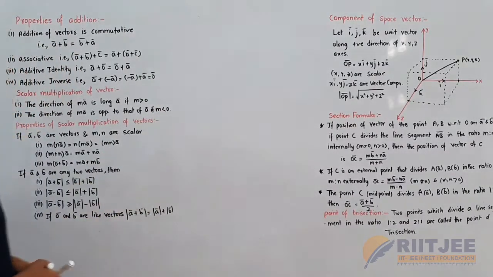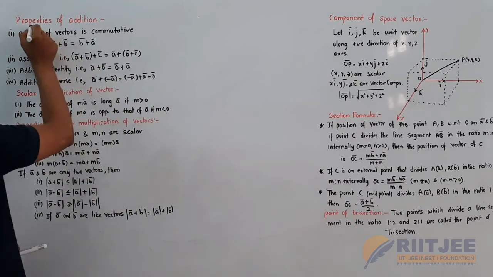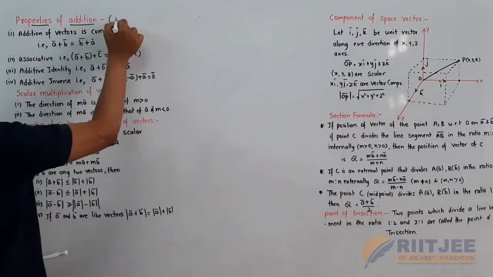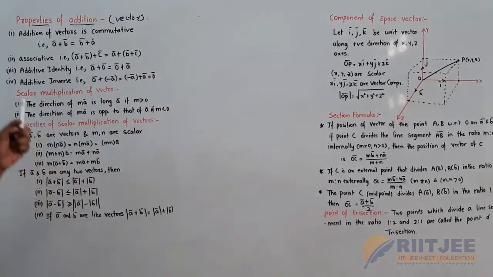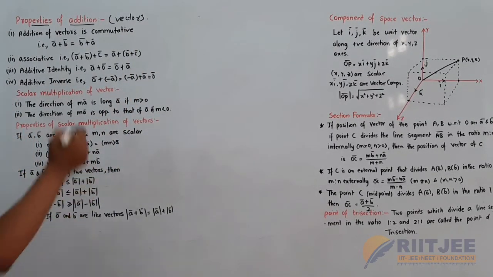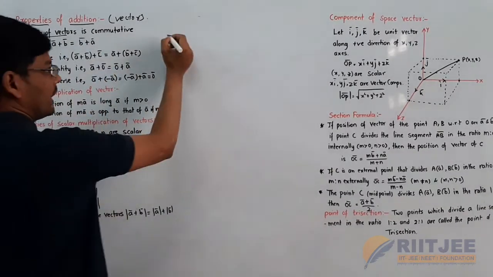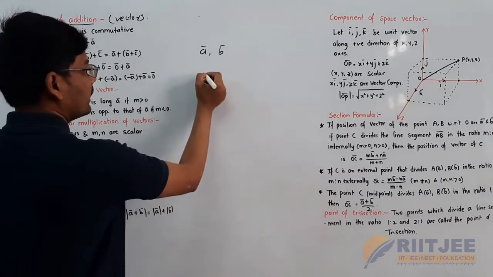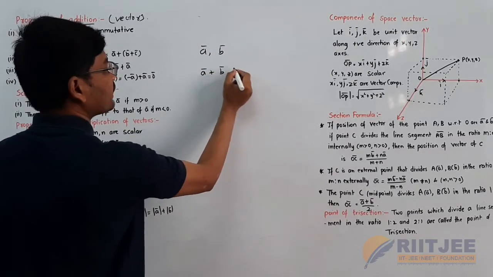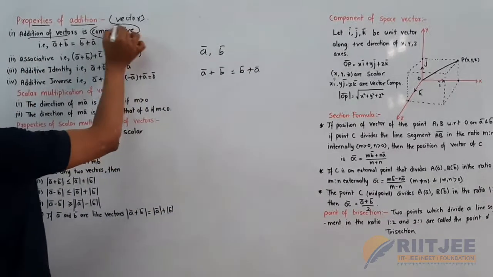Now we are discussing the properties of addition of vectors here. In this we have four properties. The addition of vectors is commutative: if A bar and B bar are two vectors, then A bar plus B bar is equal to B bar plus A bar. This is the commutative law.